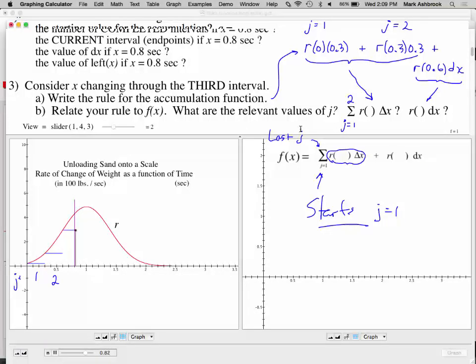So what will that look like over here? Completed interval, complete interval. So right here, this y value right there is the summation, the first term in the sum, the summation r delta x, because it's the total sum of weight of sand for all the completed intervals, or y start, right? Y start plus delta y, plus dy, which is this changing amount, to get the current amount of weight for whatever x is.